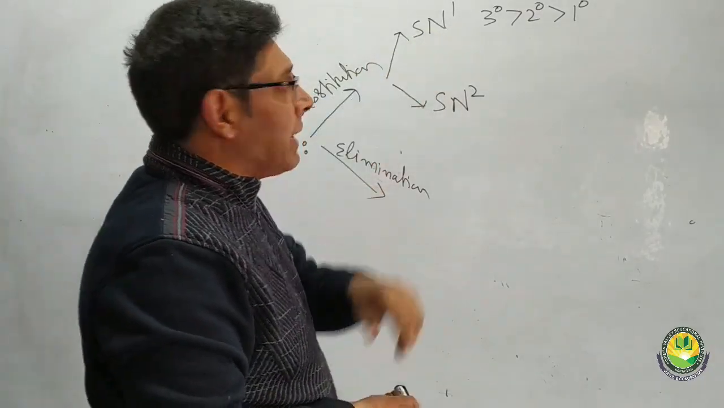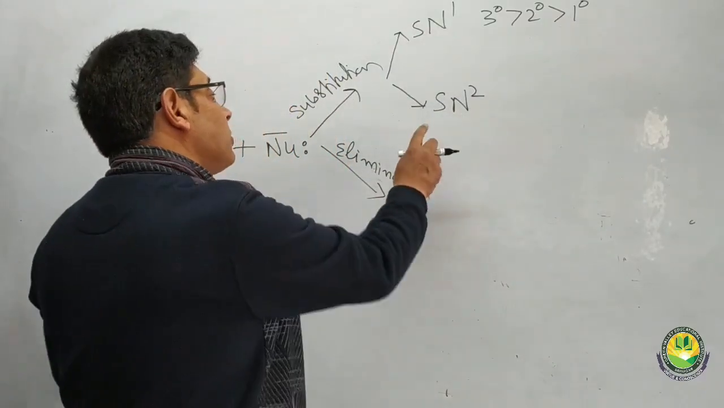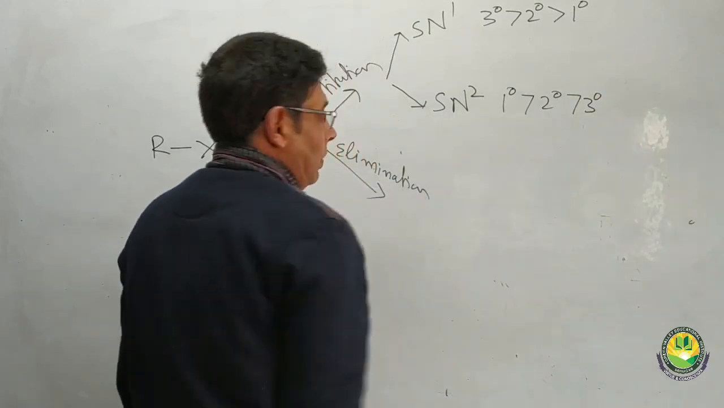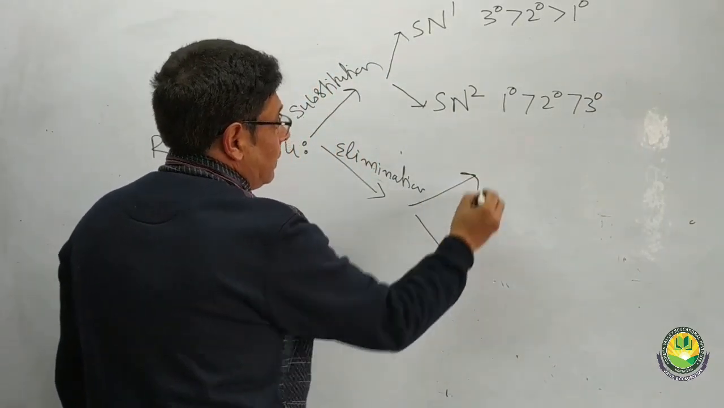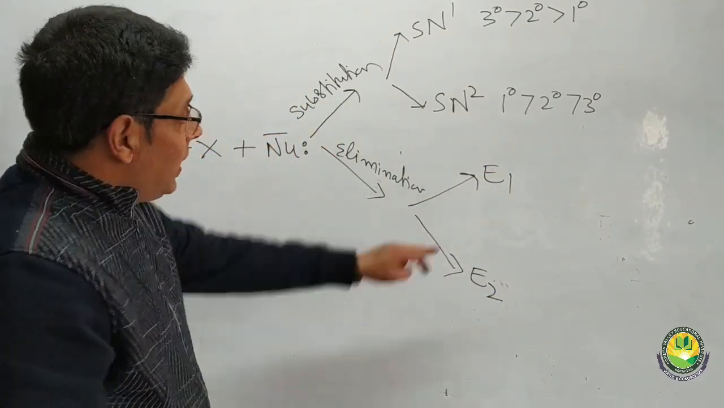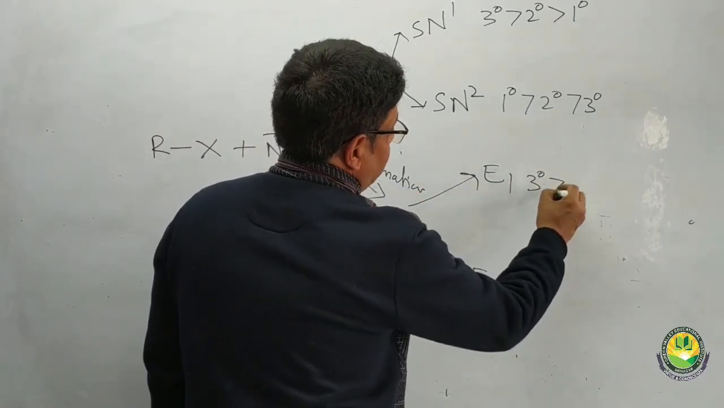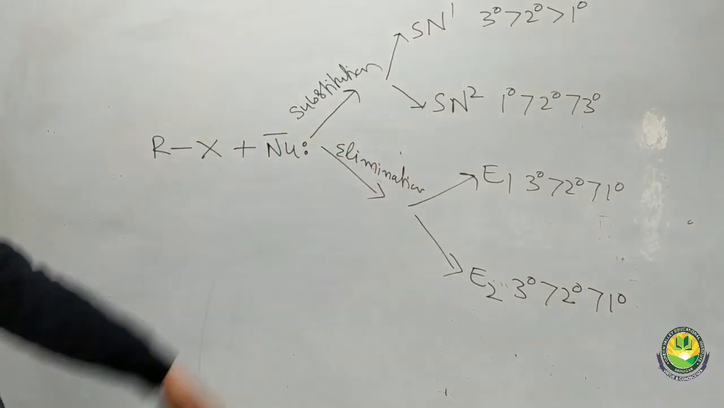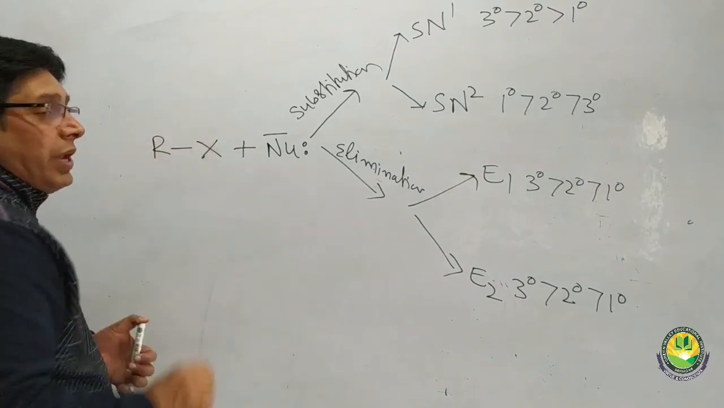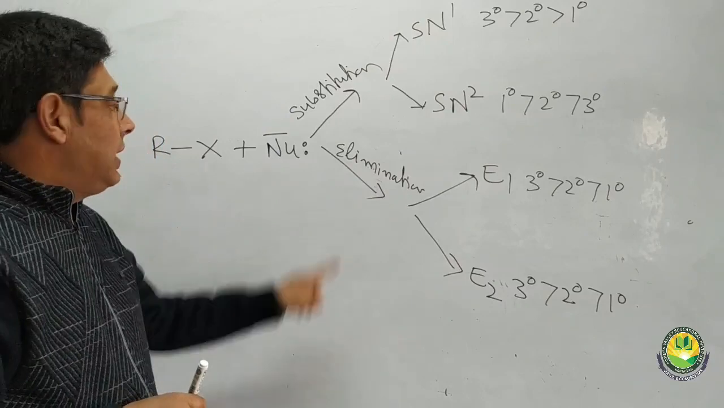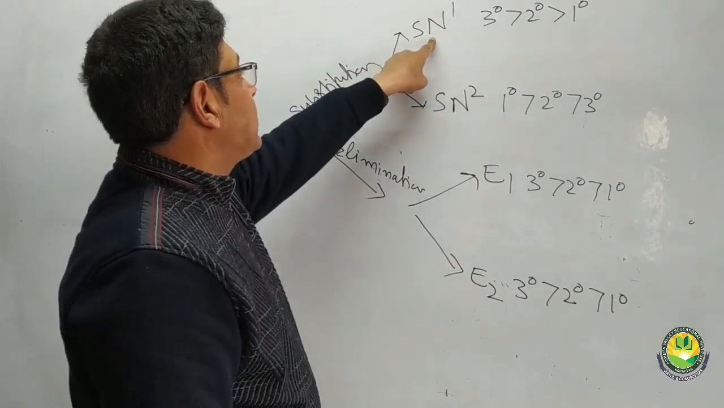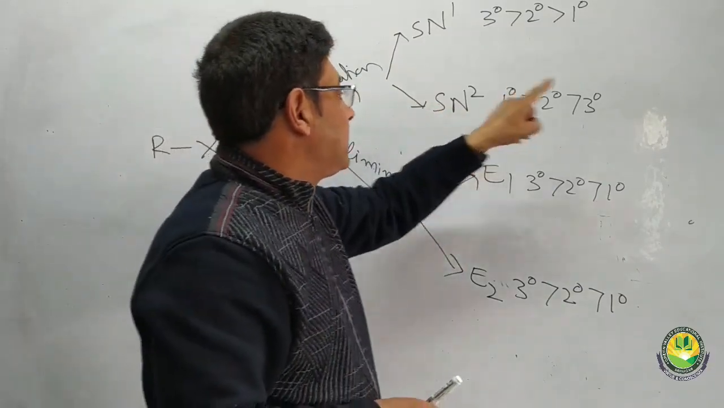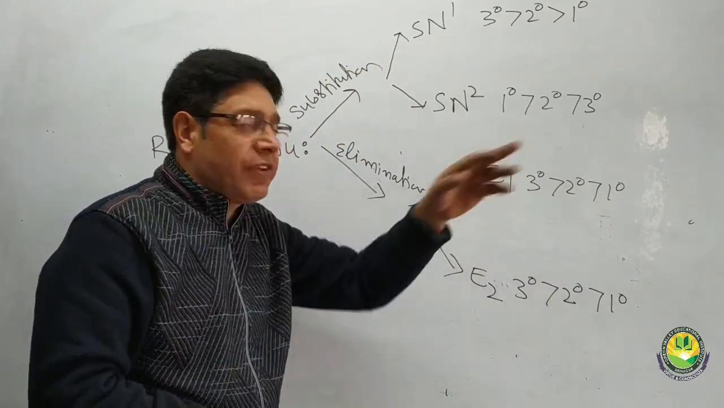If substitution takes place by SN1 mechanism, order of reactivity is this. If substitution takes place by SN2 mechanism, order of reactivity is this. Now, elimination can take place through E1 or through E2. If elimination takes place by E1, order of reactivity is this. If it takes place by E2, order of reactivity is same. Now this is very important. When alkyl halide is made to react with nucleophile, it can undergo substitution, it can undergo elimination. If substitution takes place by SN1 mechanism, the best choice is tertiary alkyl halide. But when it undergoes substitution by SN2, the best choice is primary alkyl halide. Magar for elimination reactions, order of reactivity is same.